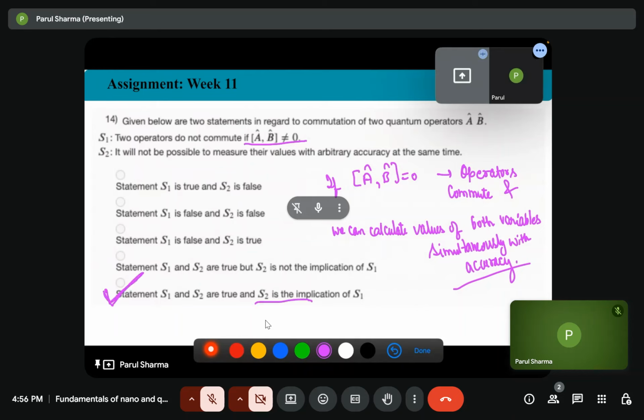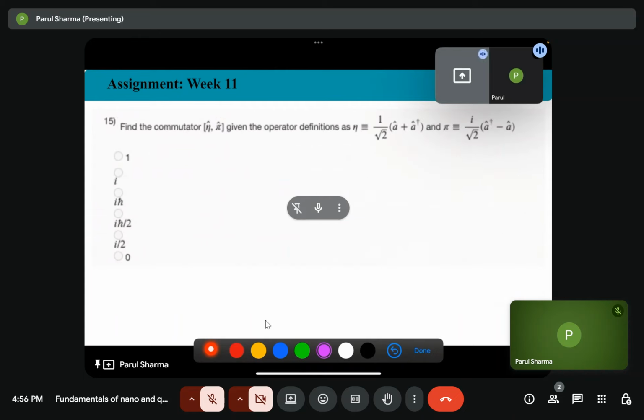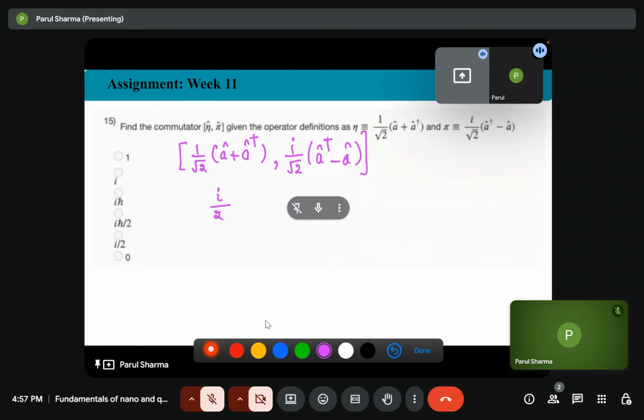The next question is to find the commutator of eta and pi, given the operator definition. Eta is equal to 1 by root 2 (a plus a dagger), and pi is iota by root 2 (a dagger minus a). So we can keep the constant iota by 2 outside.